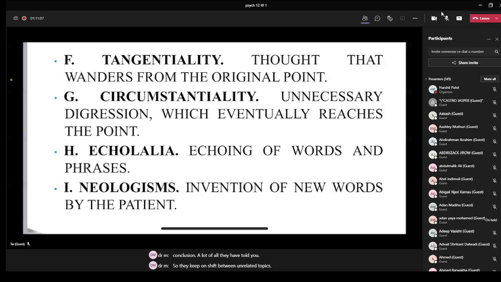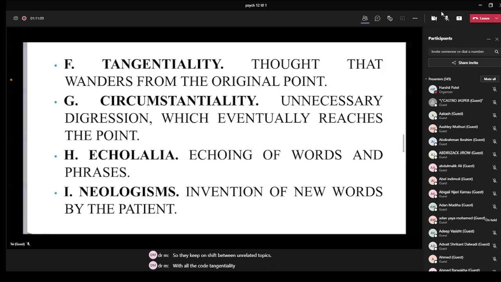There's what we call tangentiality, and this is a description of how the thoughts wander from the original point. So they may start telling you about an idea, but along the way, they digress from the original point. That is, they take a different tangent.